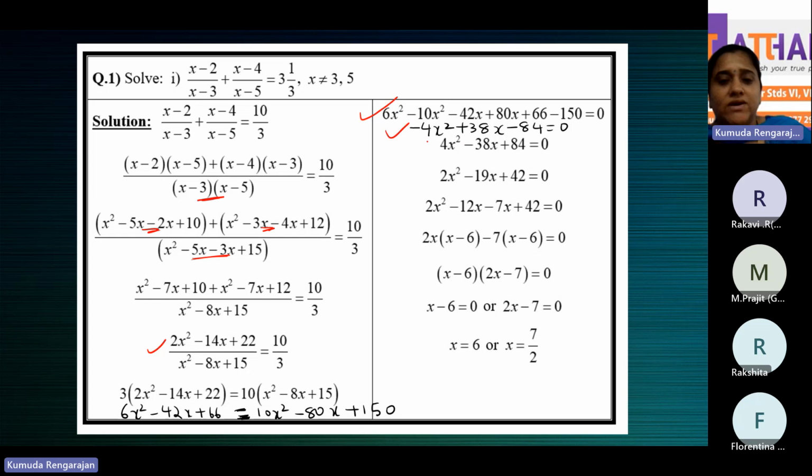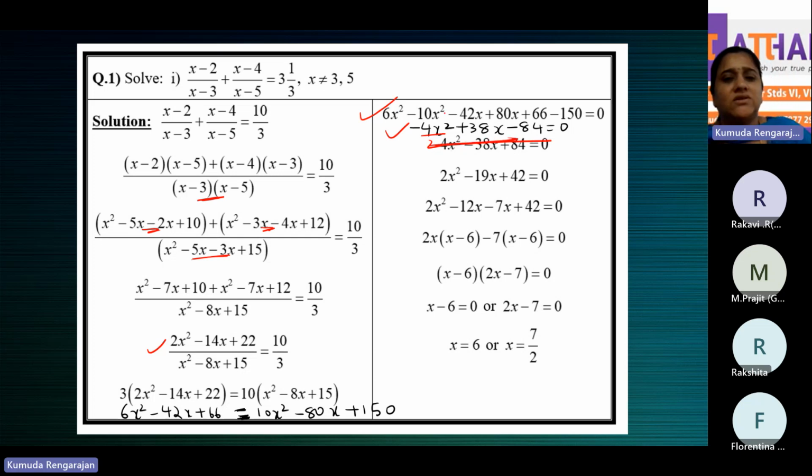Here itself, you can divide by 2 throughout. See, changing the signs throughout is not compulsory. It's not that you should change the signs throughout. You can even ignore the step and directly divide by 2 throughout. Changing the signs throughout is not a mandatory step.